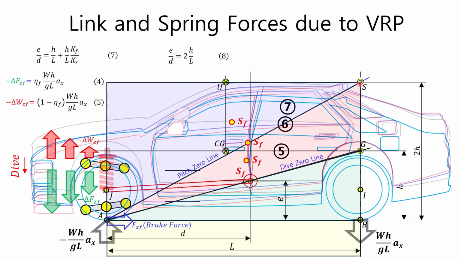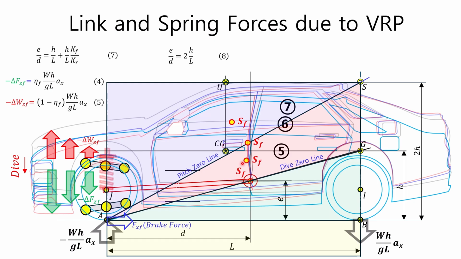When the virtual reaction point exists in this region, the force compressing the links acts vertically downward, while the force tensioning the spring acts vertically upward. In absolute terms, the force of the links is greater than the spring force. In this case, the value of eta F is greater than 1 and less than 2.